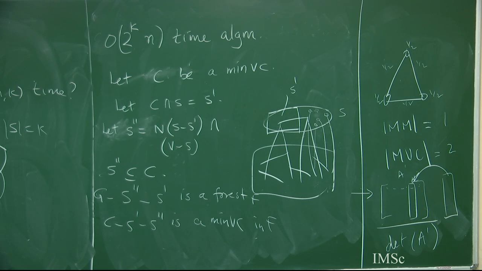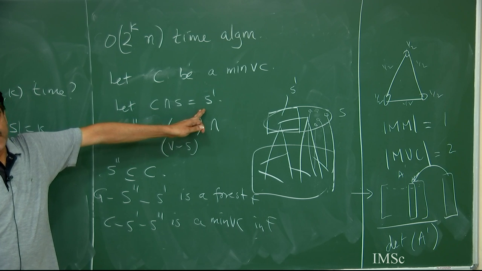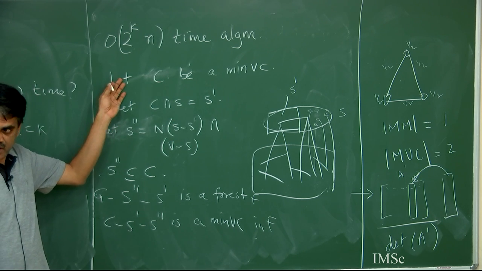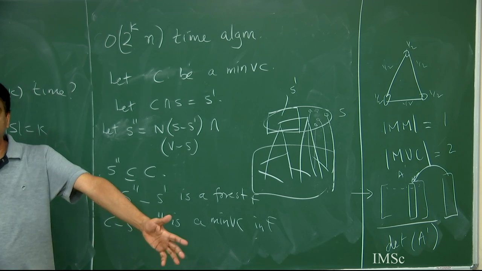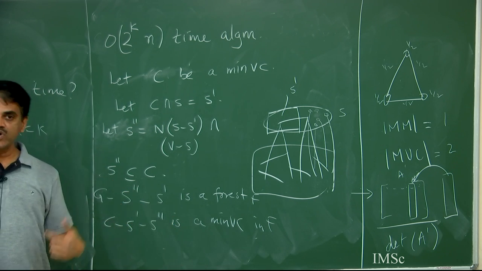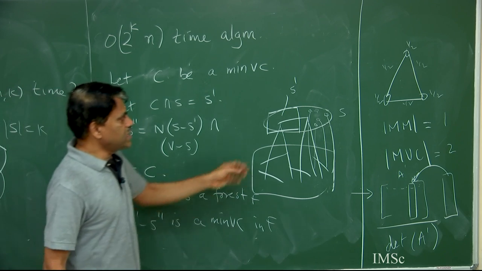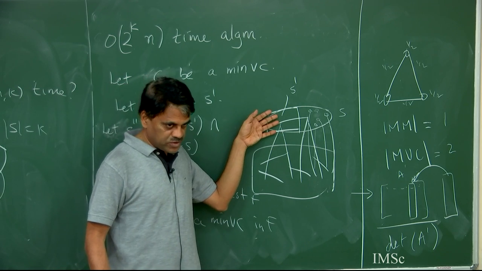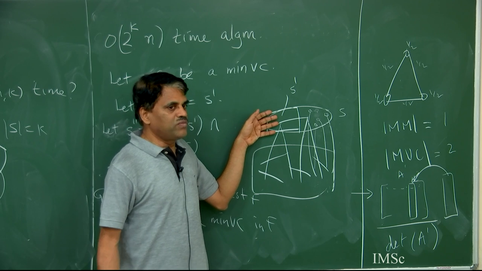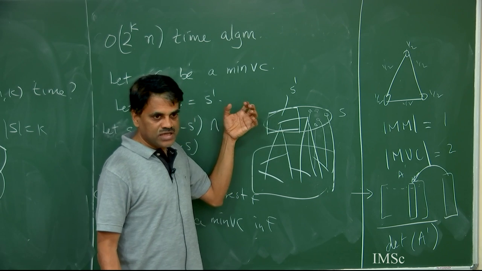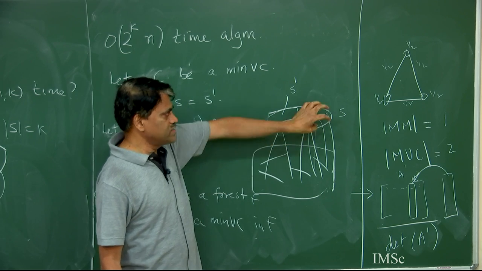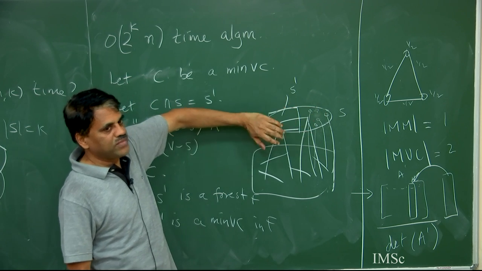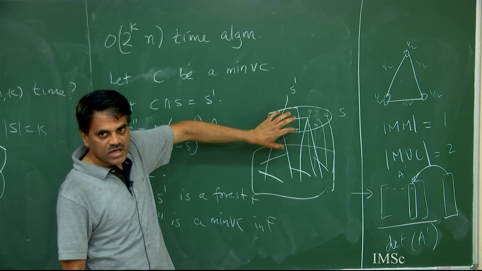So now this suggests an algorithm. What is the algorithm? I'm going to guess S prime. I don't know S prime because I don't know C, but I can guess S prime. Suppose the minimum vertex cover intersects S in some subset S prime. After that, it's polynomial time, because I guess this goes into the solution. Anything which is omitted by that must be independent. If not independent, then the S prime guess is wrong, and I move on to the next guess.